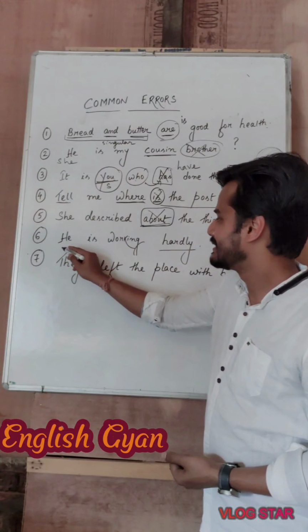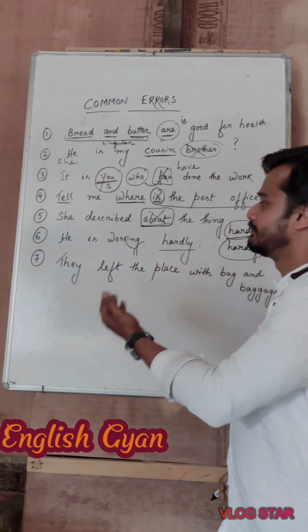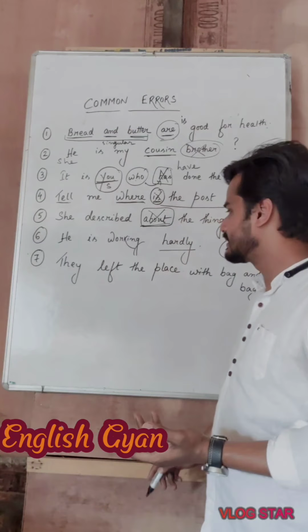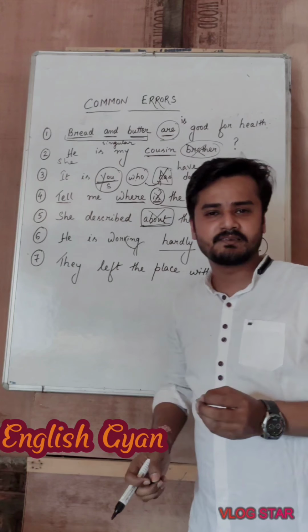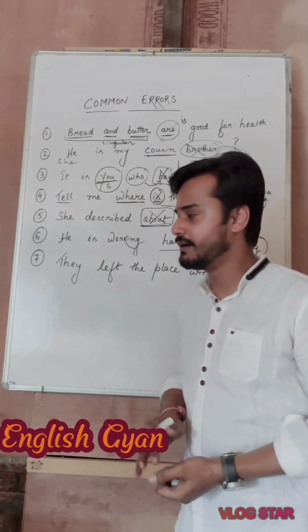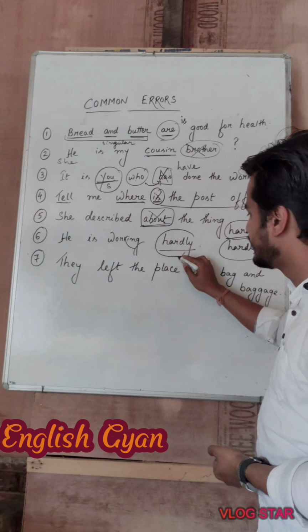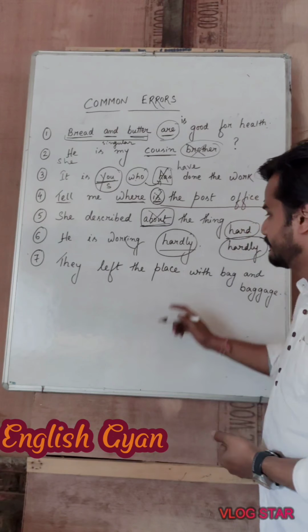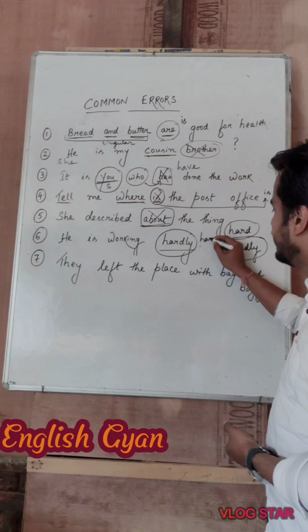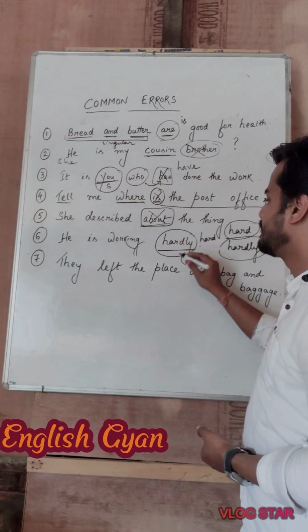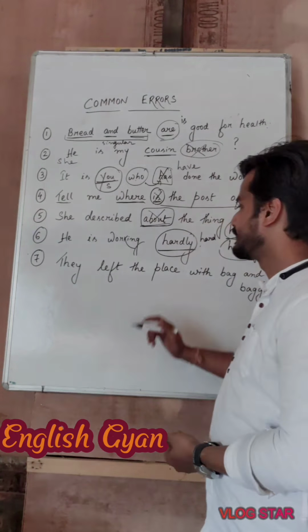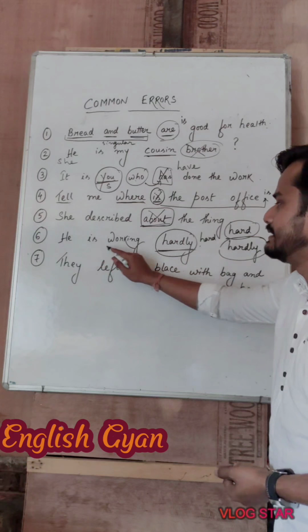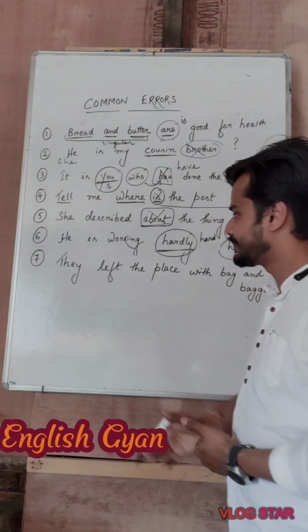So here, the implied meaning of the sentence was that a person works very tough, he works very hard, but we have used the word hardly here. So the correct sentence will be, he is working hard, because if we use the word hardly, it will give a negative meaning, and the correct sentence is, he is working hard.